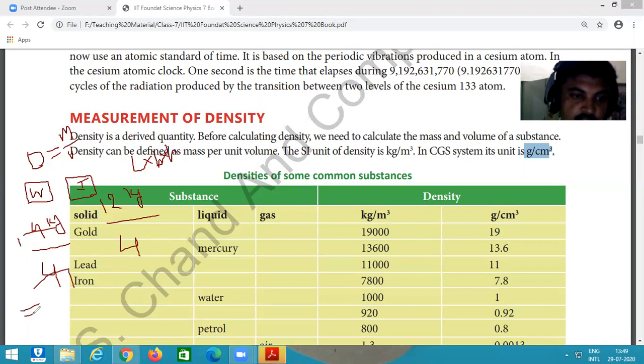So what is the density of the wooden piece? 4 divided by 4 is 1 kg per meter cube. In the same way, we divide the mass of iron by its volume. 12 divided by 4 is 3. What is the density of iron? 3 kilogram per meter cube.